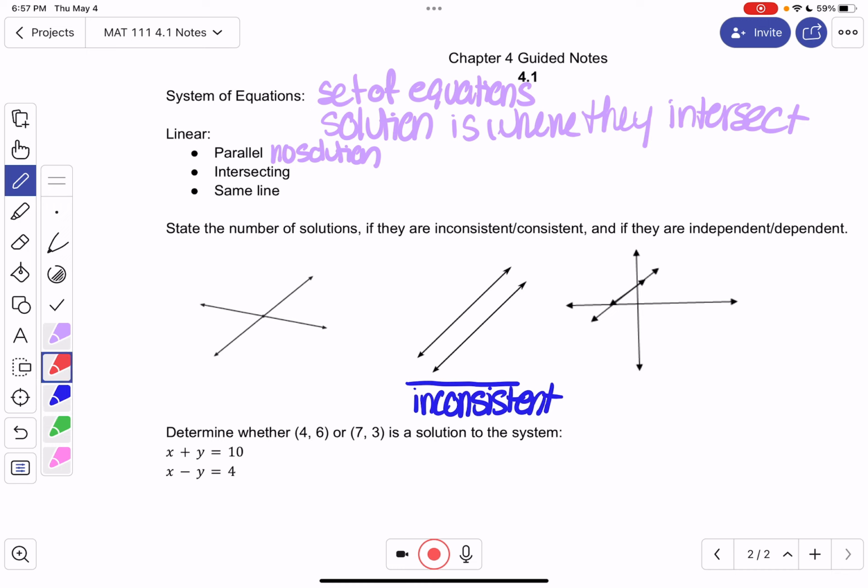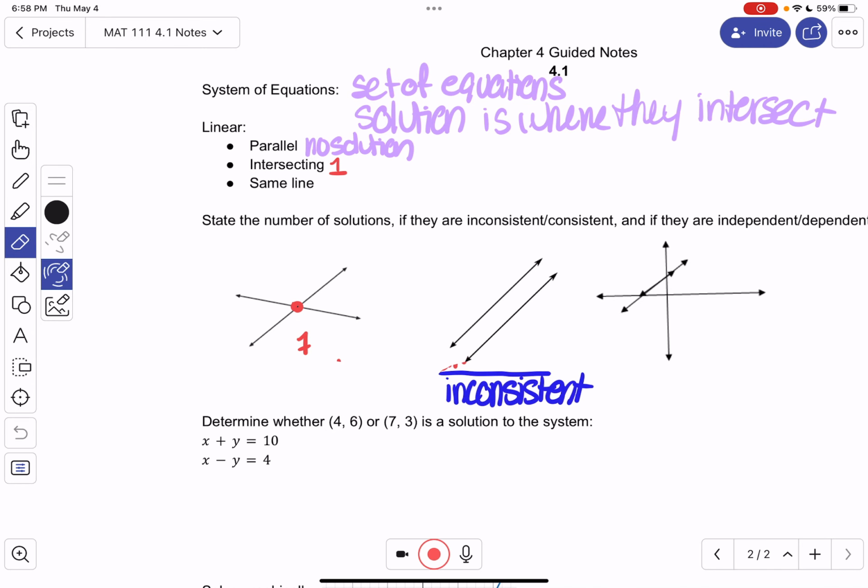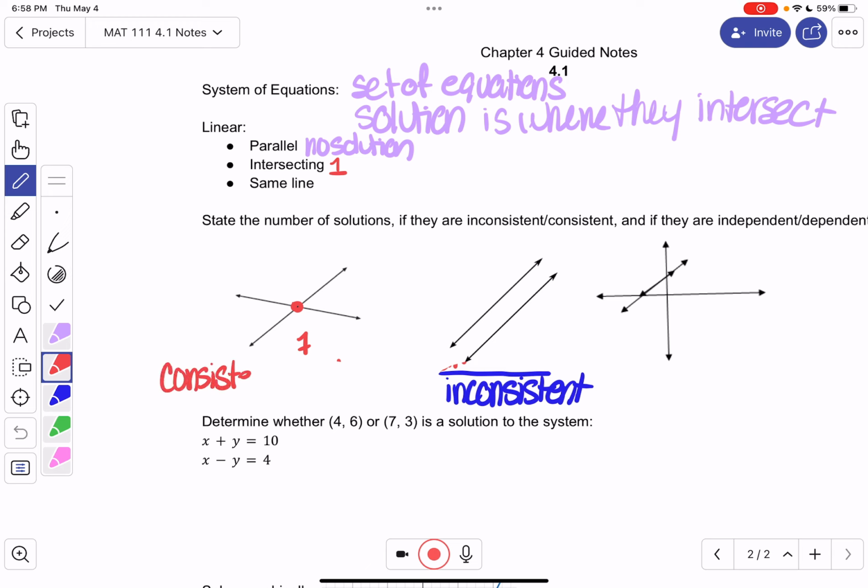Intersecting lines cross in one place, so they have one solution. That's this pair. That one point is their solution. They're called consistent because they have one spot where they're the same, but they are independent. That rating's terrible, but independent is what that says. And they're independent because they only cross at that one spot. Other than that, they're their own thing. Okay, consistent, independent.